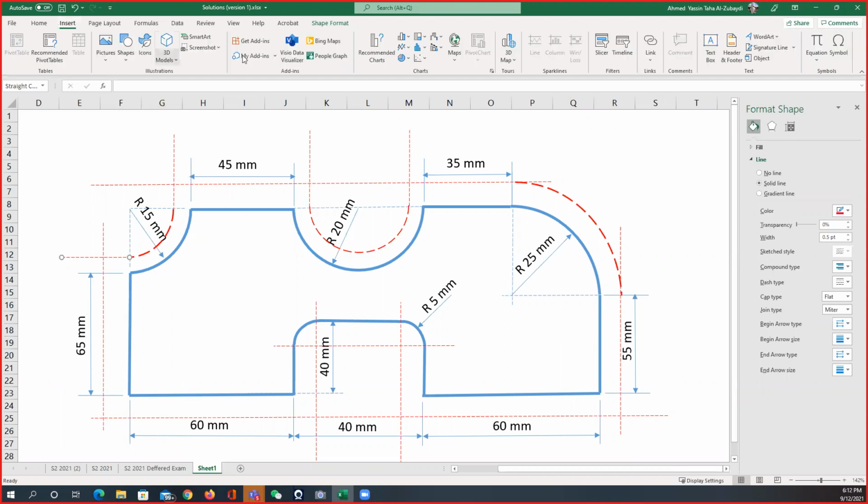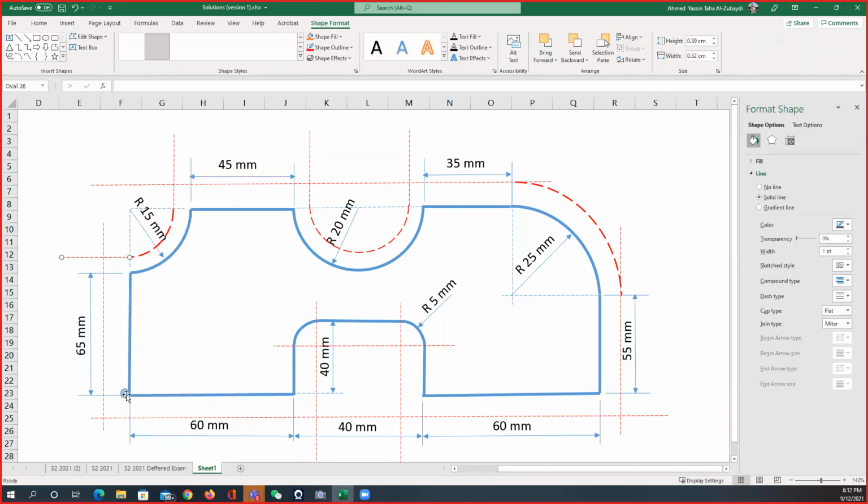So I'm going to insert a point to identify the datum point. I'm going to use the datum point to be this red dot.